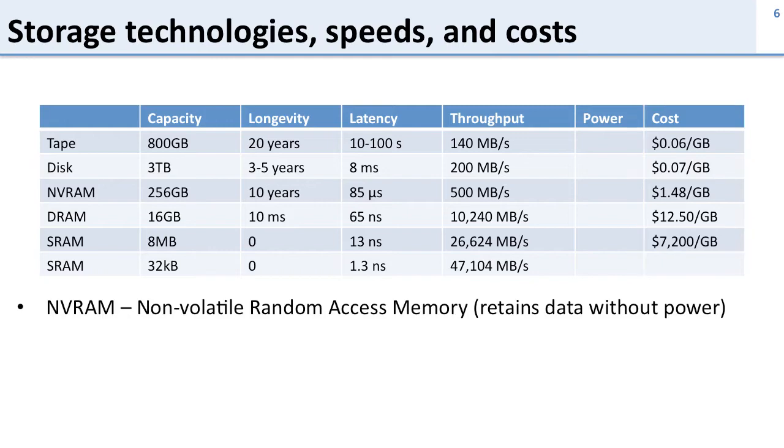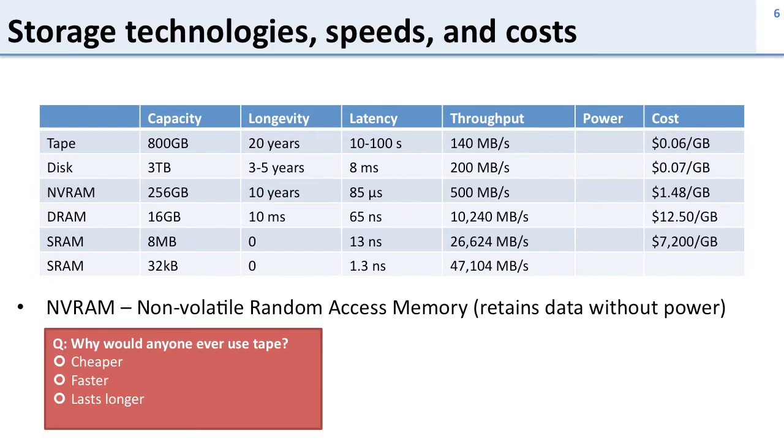So what was this NVRAM I've been talking about? This is non-volatile random access memory. It's like flash memory. It's memory that retains the data when you turn off the power. So looking at this data, why would anyone ever use tape?